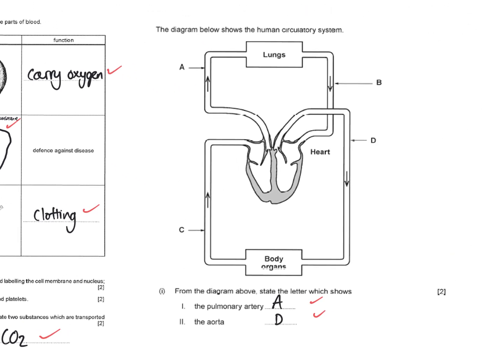Okay, and finally, so we got the human circulatory system. From the diagram above, state the letter which shows the pulmonary artery, and that is this part here. That is A, okay, going towards the lungs. And we have the aorta, which is D. Okay, so under high pressure, going around the body for those 2 marks.